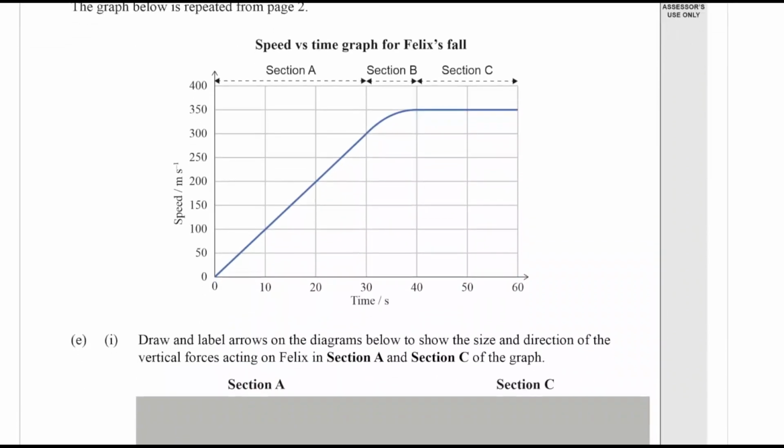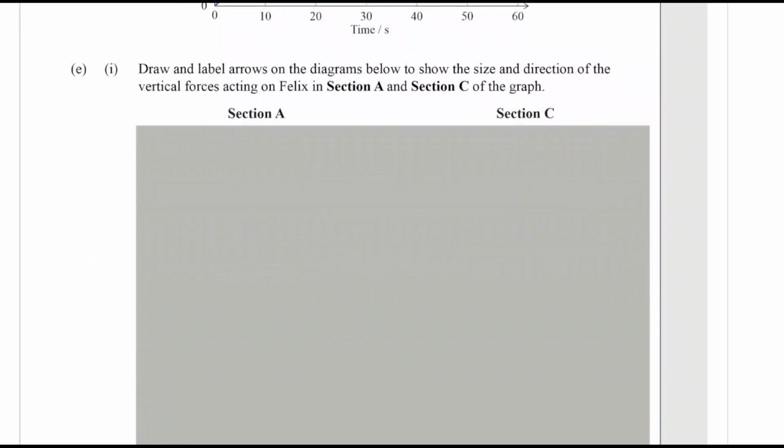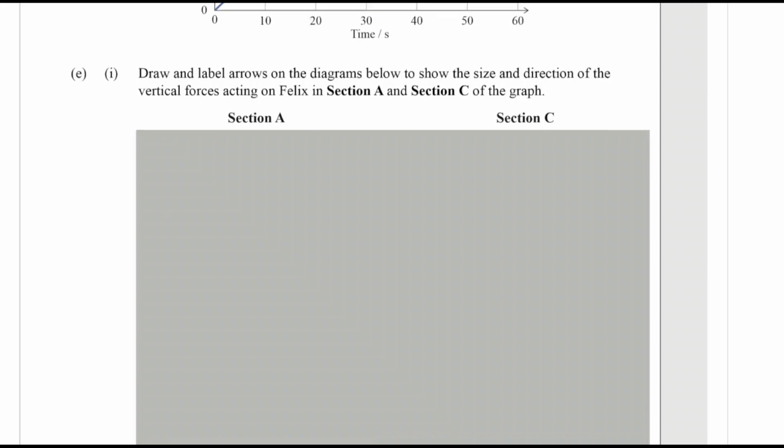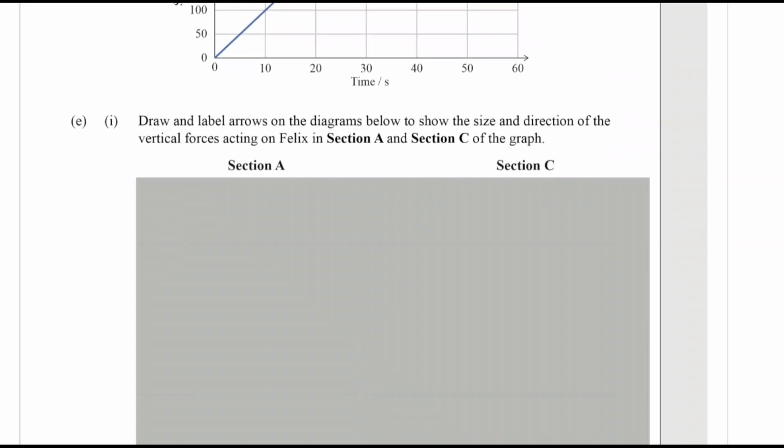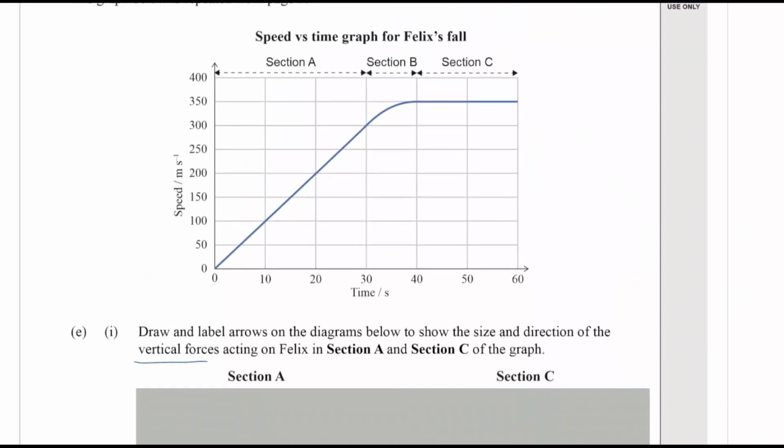Right, on to the final question. We're given the graph again. How kind of them, again. And we need to draw and label arrows on the diagrams. So let's just draw our diagrams here. Beautiful. To show the size and direction of the vertical forces in section A and C. The vertical forces. So let's have a think.